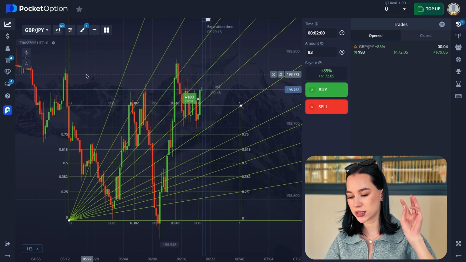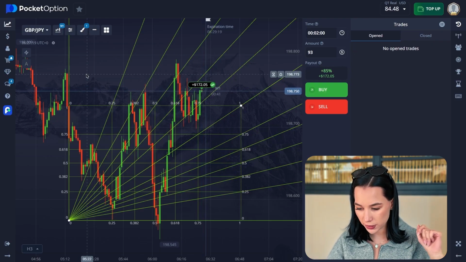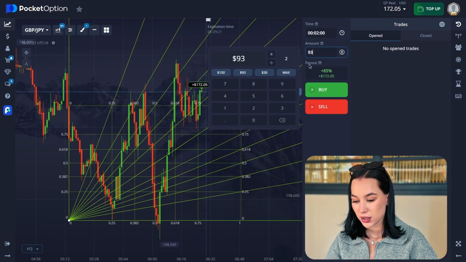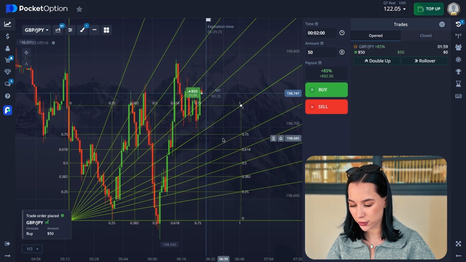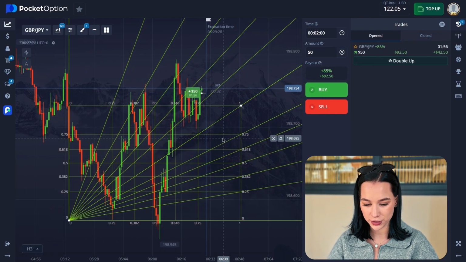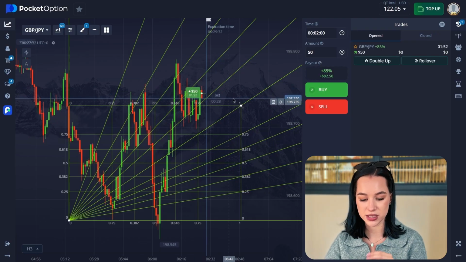Okay, 4 seconds. 3, 2, 1. And we close this trade on a plus. Okay, perfect. Let's change our amount of money and we open a buy trade again here for 2 minutes. Okay, perfect. And also, you can use Fibonacci for filtering false signals.